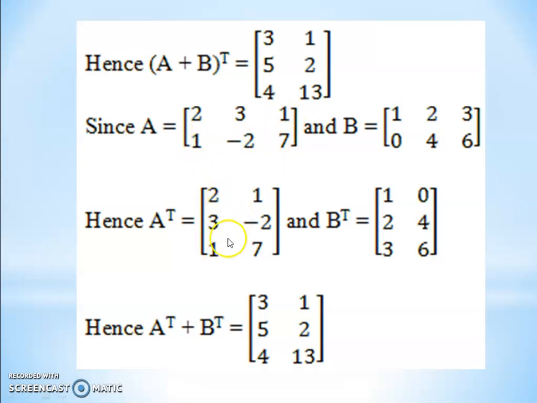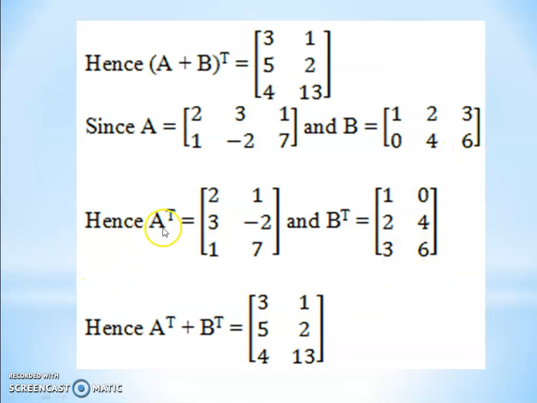That is converted into column. 1 minus 2 7 is row number 2, converted into column number 2. Now B is equal to 1 2 3, 0 4 6. So we have to convert this row into column, that is 1 2 3 in column number 1 and 0 4 6 in column number 2.